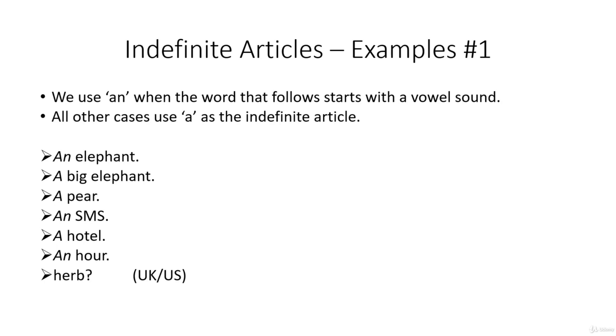And here we've marked this with a question mark and marked it as UK-US. Now in UK English, they would pronounce that word herb, presumably because there's an H at the start of it. So if it was an English speaker, they would say a herb. But for some reason, the Americans call it herb, and they would say an herb.